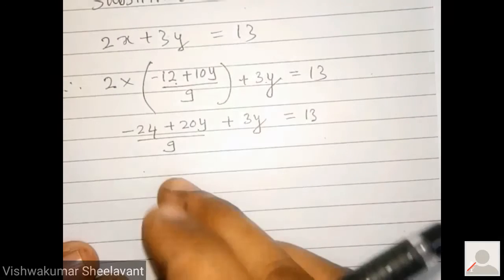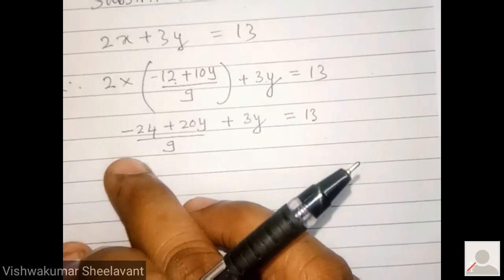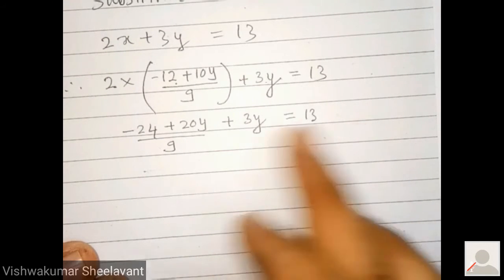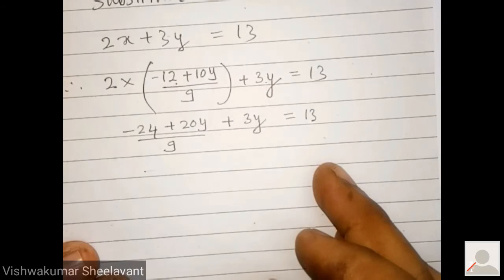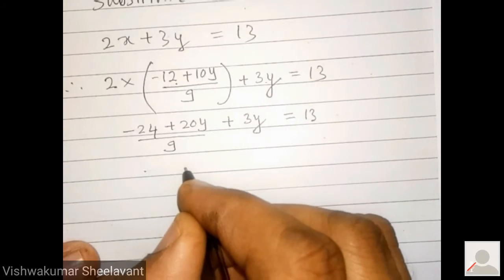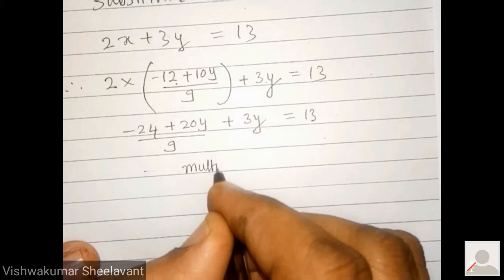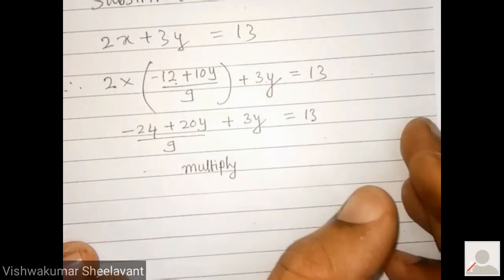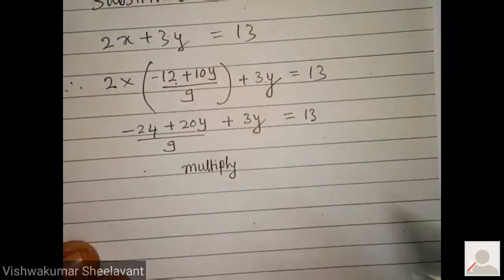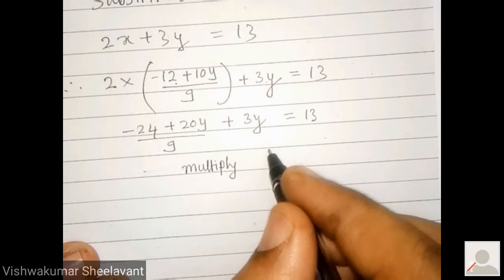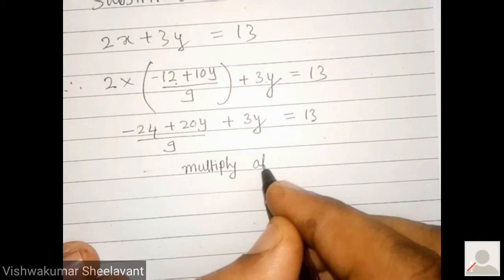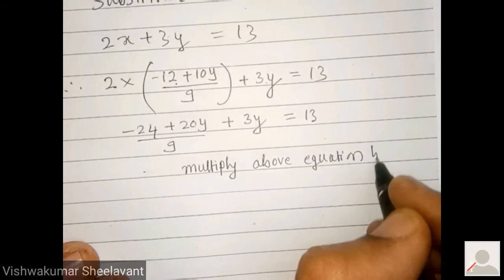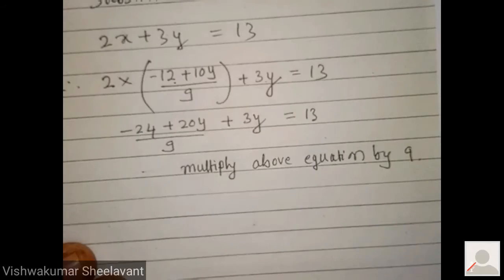You can do one thing. You multiply this equation throughout by 9 so that there will be no 9 in the denominator. Otherwise, you have to take LCM, multiply each term, then simplify. It becomes a very long way. Multiply the above equation by 9.